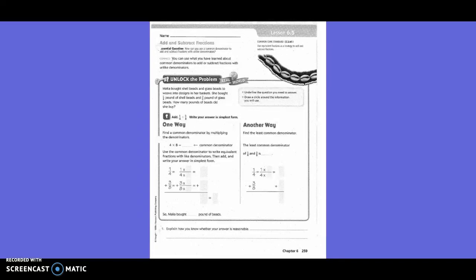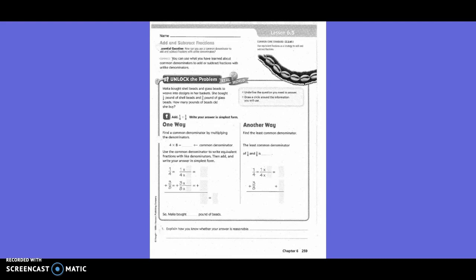Fifth grade, chapter 6, lesson 5, add and subtract fractions. You can use what you have learned about common denominators to add or subtract fractions with unlike denominators. Malia bought shell beads and glass beads to weave into designs in her baskets. She bought 1/4 pound of shell beads and 3/8 pound of glass beads. How many pounds of beads did she buy?